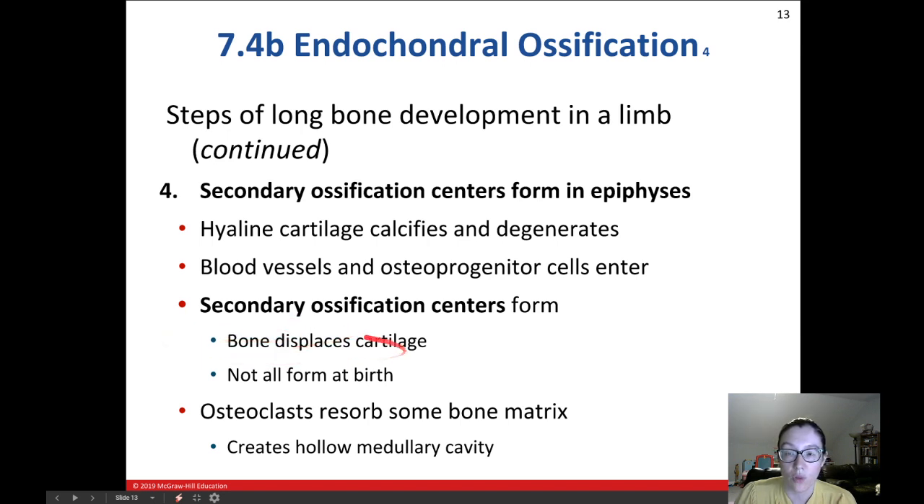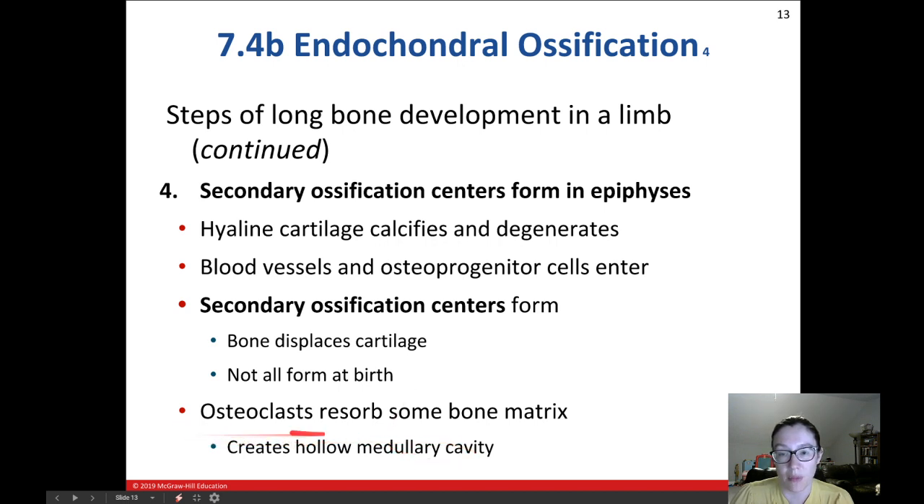And so the bone will then displace the cartilage, and the shaft of the bone, the diaphysis, will then consist of that bone connective tissue, and then we'll have another area on top. The epiphysis is going to have some bone connective tissue forming there. Now, not all of these are formed at the time of birth. They form throughout the fetal period, and some will be formed at birth, but some will be formed after birth also. And so this bone development continues as the newborn continues to grow. And you can imagine how tiny they are when they're born, and they get so big so quickly.